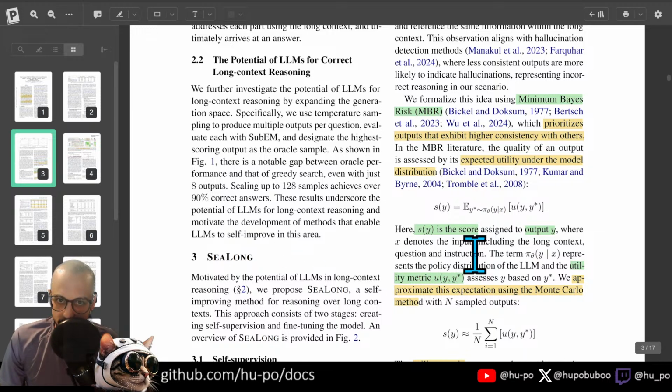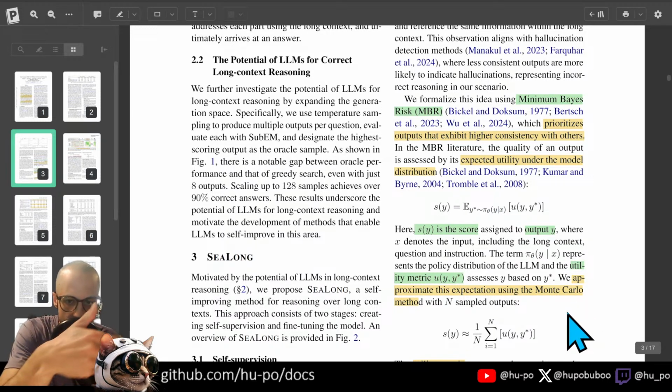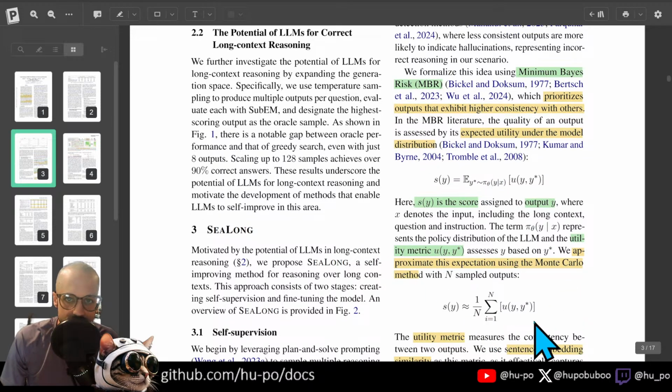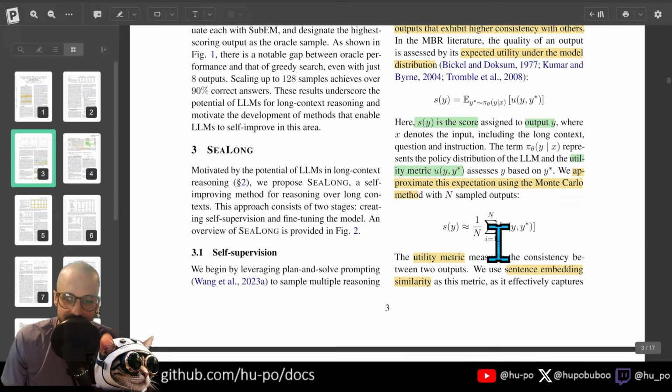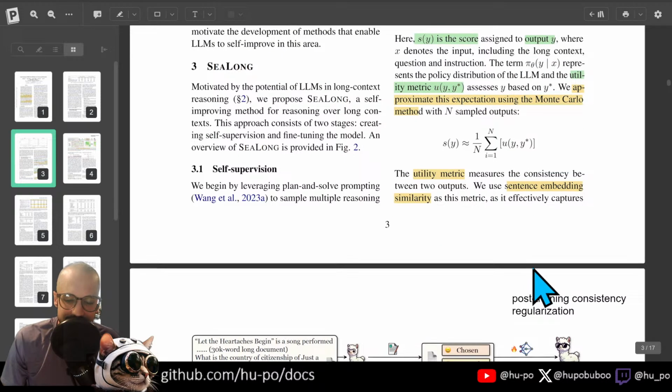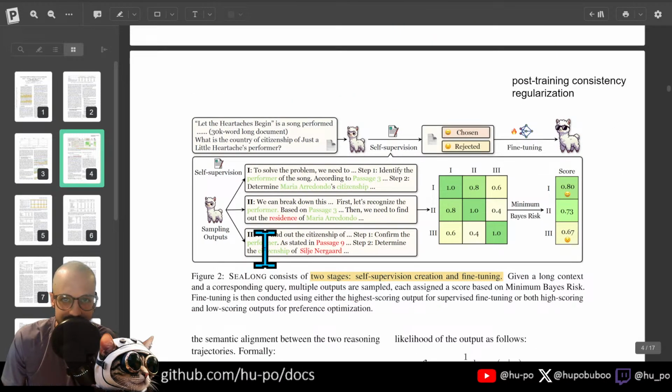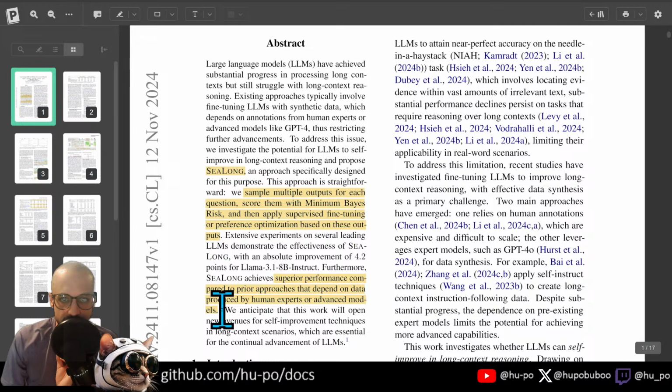For the utility metric, we approximate this expectation using the Monte Carlo method, which basically means you just try a bunch of times and then look at what you actually got. So you're sampling n times and then picking the best one out of that. The utility metric is sentence embedding similarity. You take outputs and say, okay, this output compared to this output, how similar are they? And so on, right? In this C-Long paper, they get superior performance compared to prior approaches that depend on data produced by human experts or advanced models.